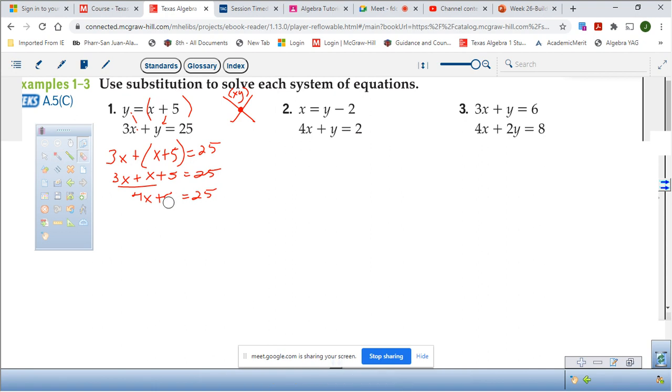I'm going to subtract 5, cancels out. We're going to go with 4x is equal to 20.